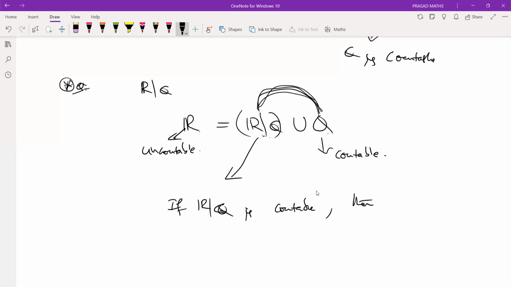R minus Q countable అయితే, Q countable కాబట్టి, యూనియన్ చేస్తే ఏమైంది? R countable, which is a contradiction. So this is countable. But what is this? R. R is countable. But is R countable? No, sir. So contradiction. Therefore R minus Q is uncountable.